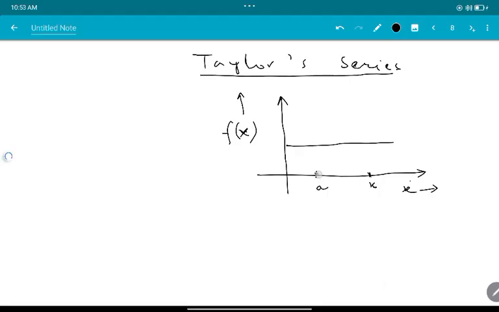So what is the value of the function at a? Of course it is f(a). And what is the value of the function at x? It is f(x). As you can see, both the values are equal. So for this special function, we can write f(x) is equal to f(a). New value is equal to the previous value, the old value, whatever you like to call them.